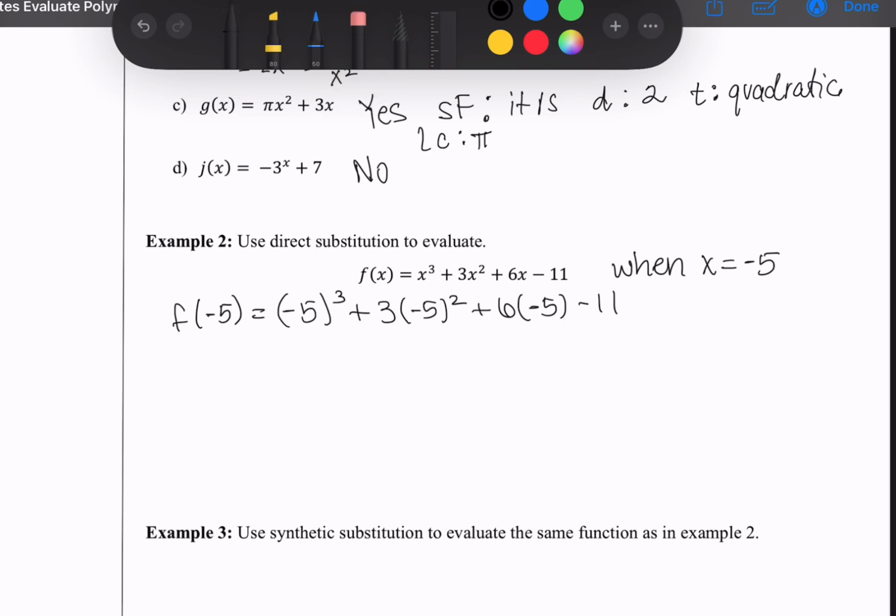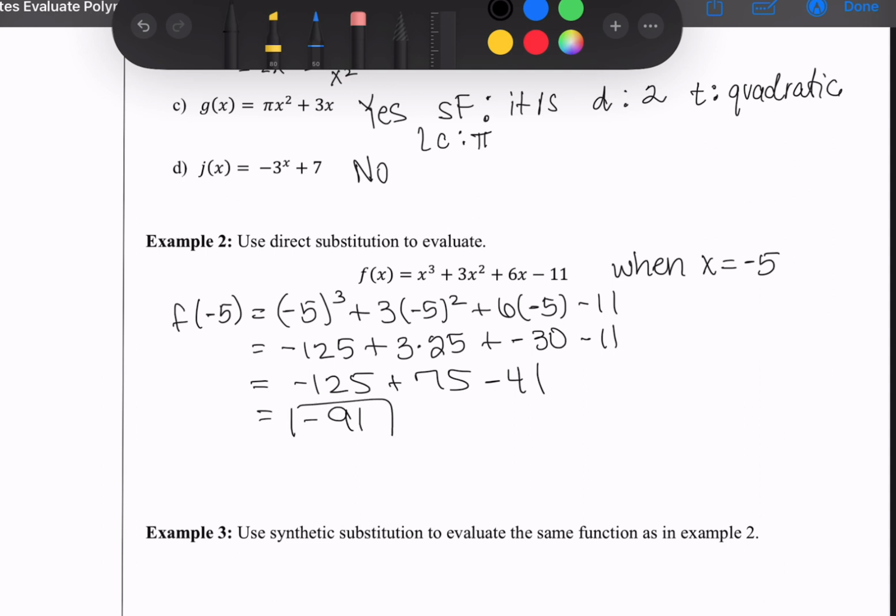All right, so -5 cubed, well, that's going to be negative. -5 times -5 times -5 is negative, so it's -125. 3 times -5 squared, well, -5 squared is 25. 6 times -5 is -30, minus 11. Simplifying a little bit more, that's -41. And all together, this is going to end up giving us -91. Nothing new. You've been doing this for a really long time.